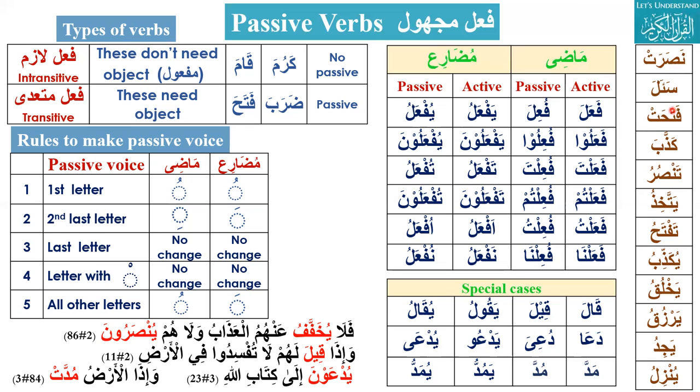Okay. What about Sa'ala? Su'ila. Su'ila, yes. And Fatahat? Futihat. What about Kazzaba? Kudhiba. And let's take Yahluqu. Yuhlaqu. Very good, nice. Okay, this is what we did, the passivize.